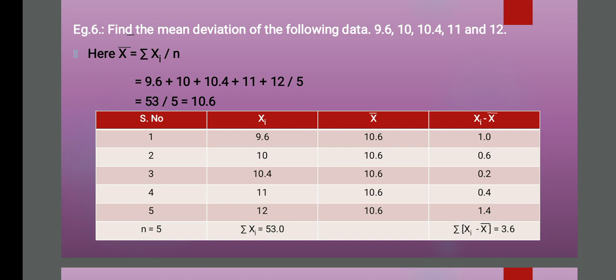Mean value, all of you know how to calculate. What you have to do here is add all the values, 9.6 and so on, divided by 5. That will give you the x bar value. So x bar for this particular data is 10.6. Then you take the individual values: first one is 9.6, second one is 10, third 10.4, then 11, next 12. These are the individual values, given as xi. Now we have calculated x bar.